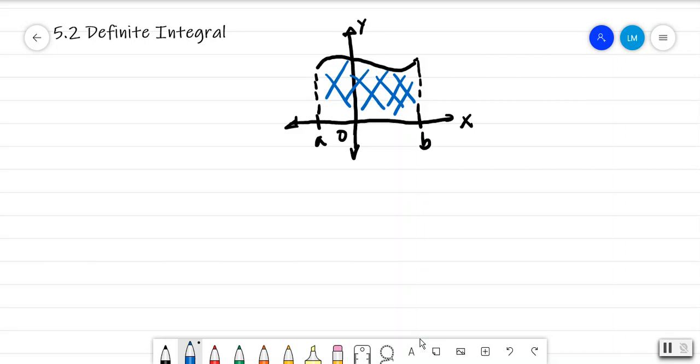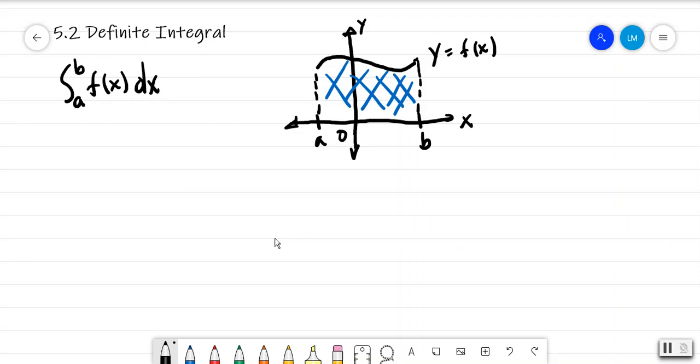Hello. So in this section, we're going to talk about the definite integral. Let's say that we're considering a function defined from a to b, and we want to find the area that lies beneath it. So we're integrating from a to b of f of x dx.